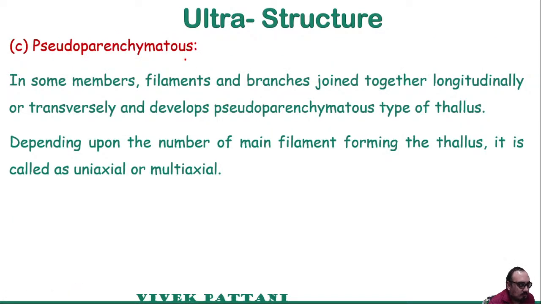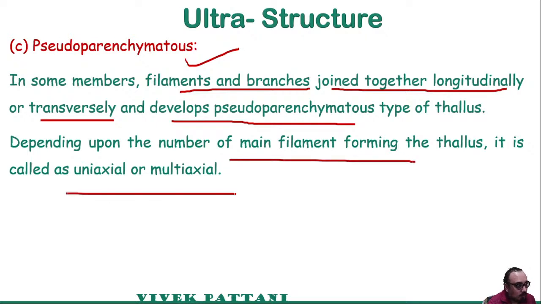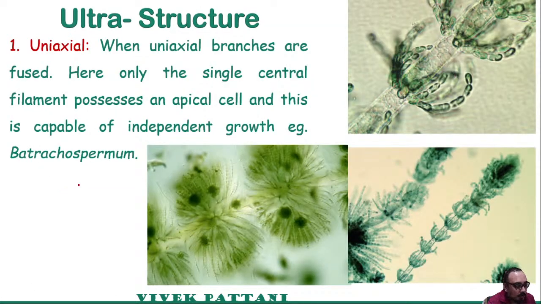Next comes pseudoparenchymatous. The name itself says pseudo. In some members, filaments and branches join together longitudinally or transversely and develop a pseudoparenchymatous type of thallus, and depending on the number of main filaments forming the thallus, it is called uniaxial or multiaxial. Please have a look at the uniaxial ones, where you can see the branching here.